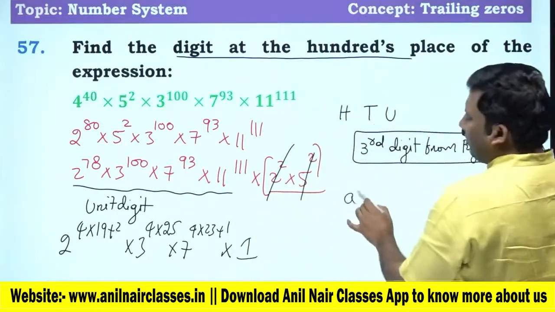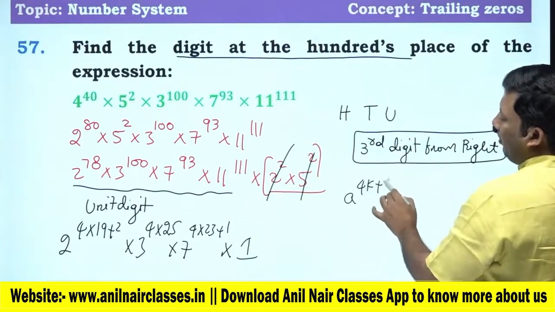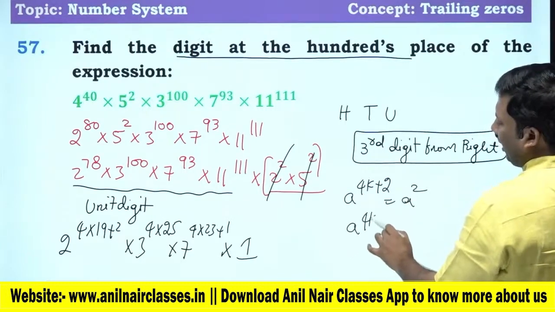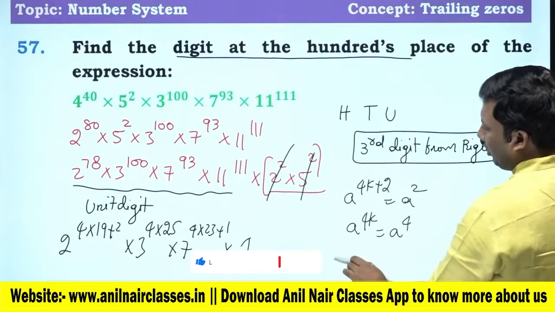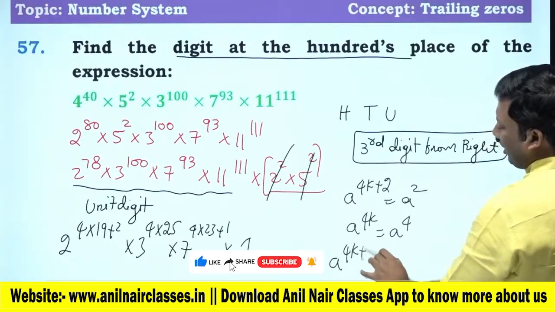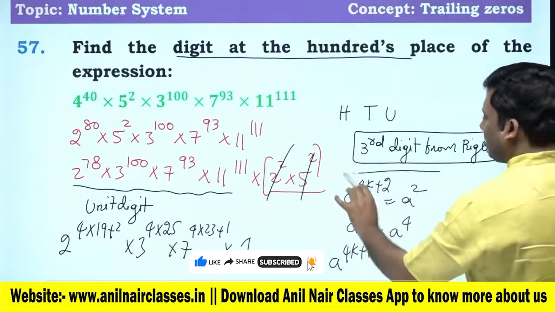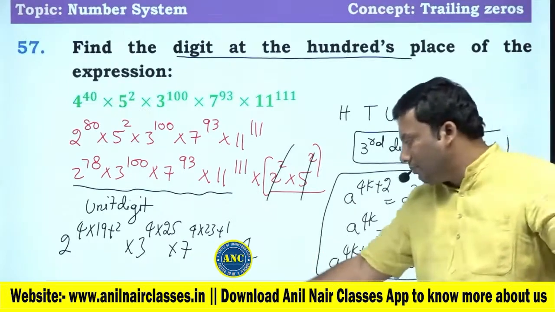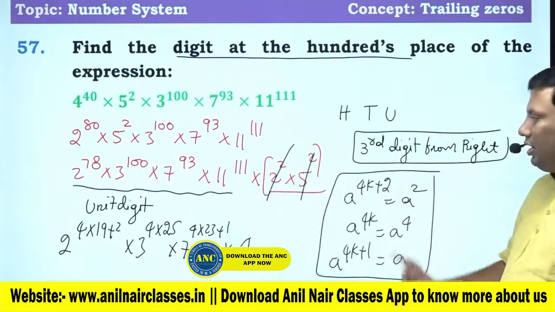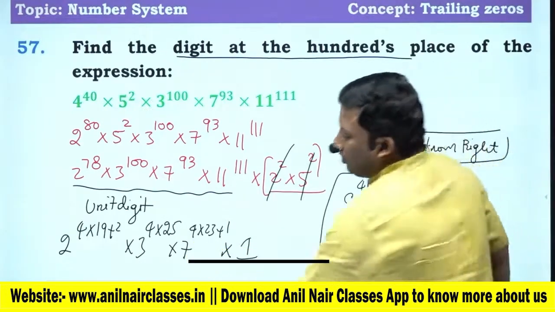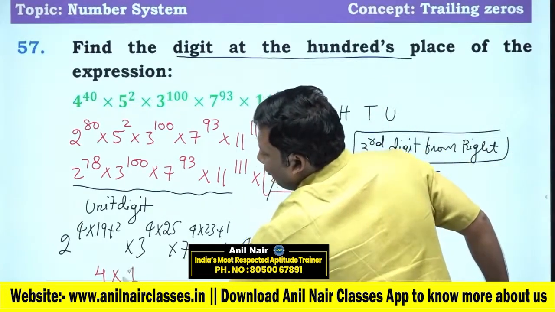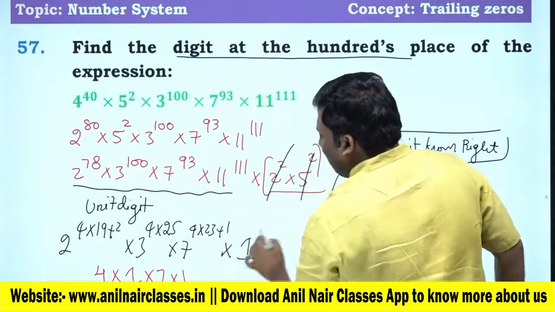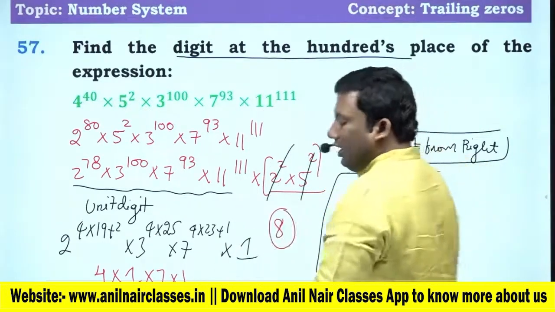So what is the concept for the cyclicity? A power 4k plus 2 is a square. A power 4k is a power 4. A power 4k plus 1 is a. We have already discussed a good number of sessions related to finding the unit digit of a number. So this will be 4, 3 power 4 is 81, into 7 into 1. The digit at the hundreds place is 8.